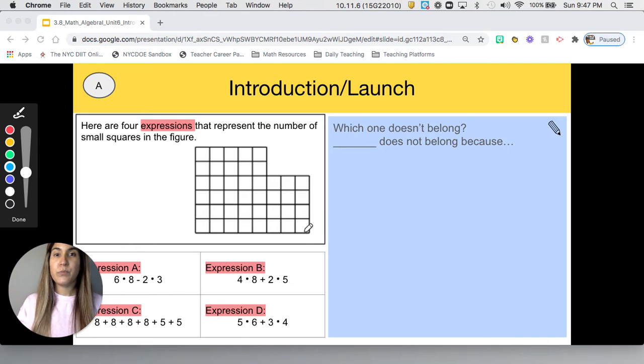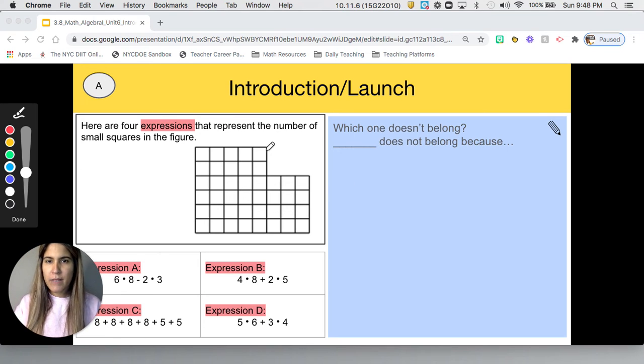So let's look at expression A. Expression A tells me I am starting with a 6 by 8. We're good. Okay, and then in the same expression, it tells me that it's subtracting a 2 by 3. So I know that this is missing a piece. Something is being taken away or subtracted. So what is it missing?